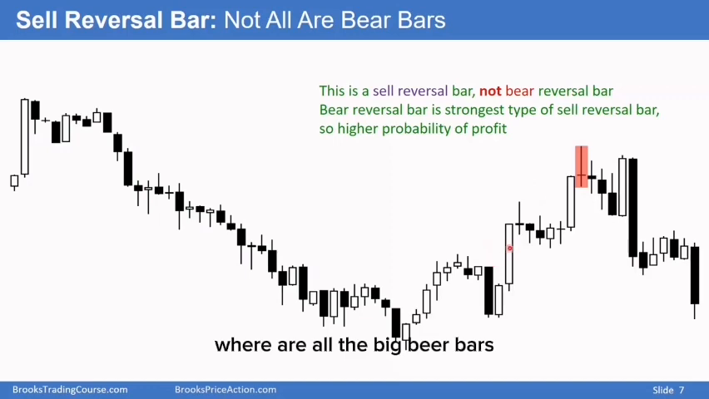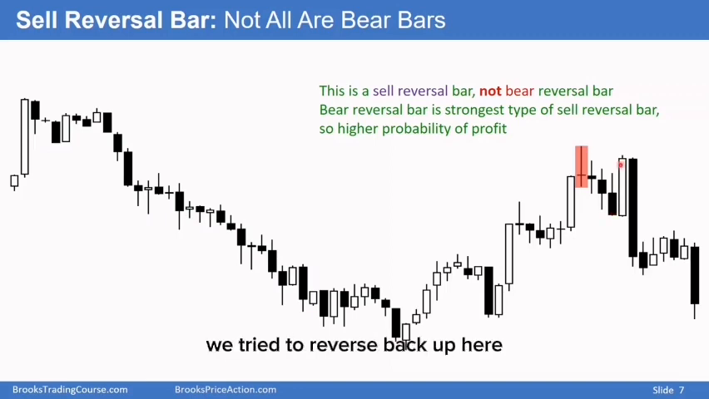Where are all the big bear bars? There's one, but not much else. We have a couple small bear dojis, but that is not enough to reverse all of these big bull bars. In general, the first reversal down will be minor, leads to a pullback, a bull flag, or a trading range. And if a trader is looking to short, it's better to short below a double top.